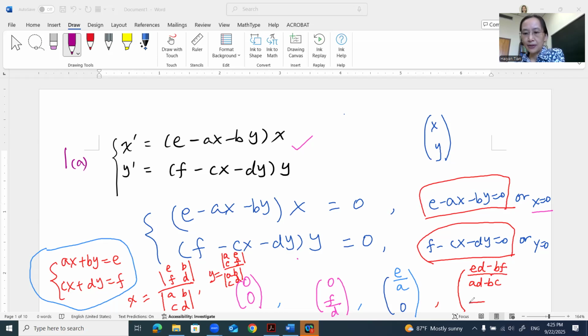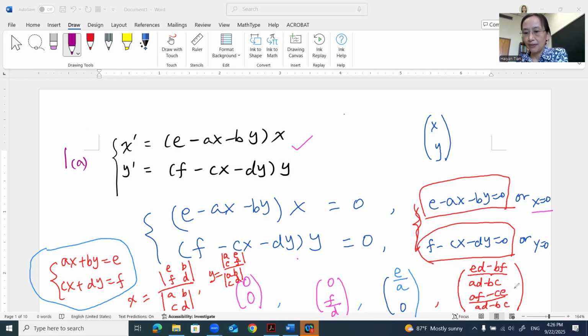And for Y, the determinant of the denominator is the same, AD minus BC. And the determinant of the numerator for Y is AF minus CE. Assuming the determinant of this linear system of two equations is not zero, we can get another pair of constant solutions.